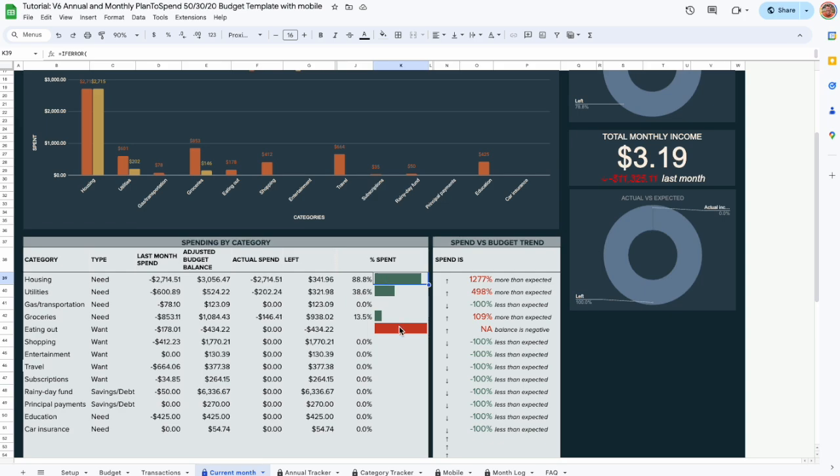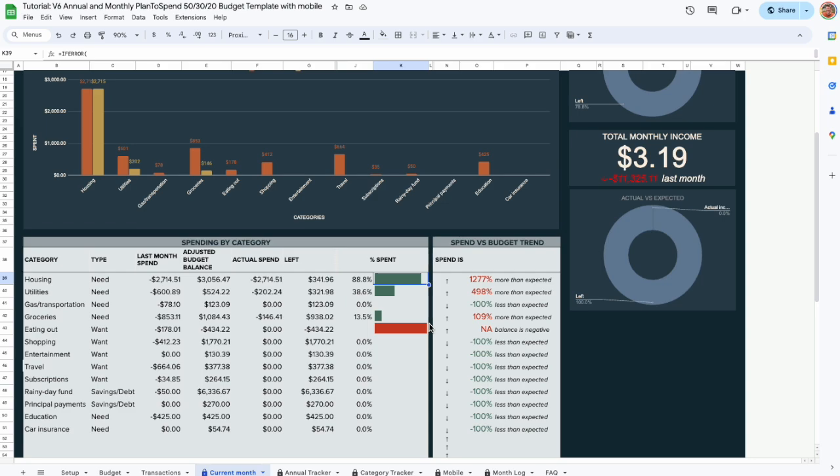It is really helpful though for things like here we see eating out. It says my balance is negative. Well, that's because I ran a deficit going in from last month. And so I have no budget remaining based on that annual plan that expects me to pace out that eating out over the course of 12 months.